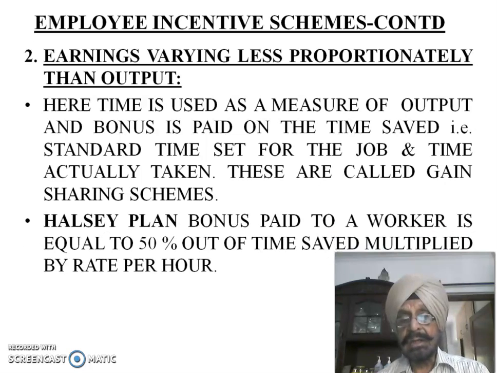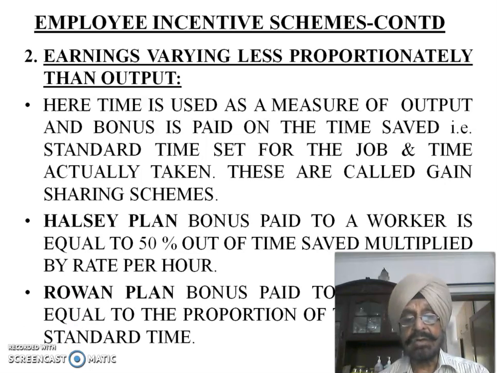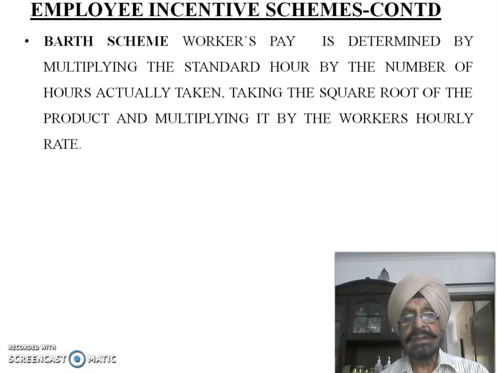Then the Halsey plan says the bonus paid to a worker is 50% of the time saved multiplied by the rate per hour. As we were saying, less proportional, so it is not directly proportional, but it is 50% of the time saved. The second plan is the Rowan plan. The bonus paid to employees is equal to the proportion of the time saved to the standard time. Then the third thing we saw was the Barth plan. In the Barth scheme, worker pay is determined by multiplying the standard hours by the number of hours actually taken, taking the square root of the product, and multiplying it by the worker's hourly rate.